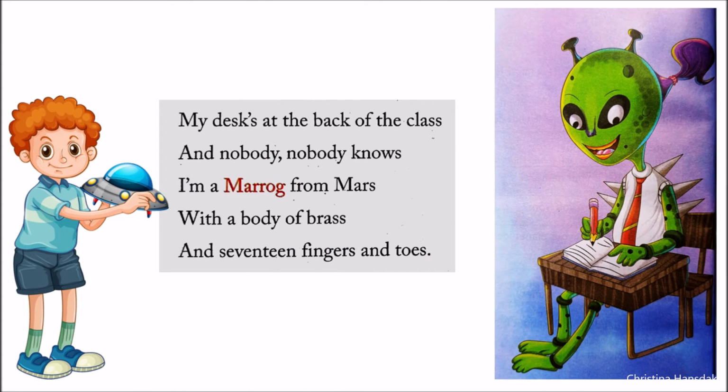In the first stanza of the poem, the poet tells us that a child who sits at the back row of the class imagines himself to be an alien. As an alien, he says that his desk is at the back of his class. He looks like a human outwardly, but nobody knows he is a Marrog from planet Mars. He has got a body of brass and has 17 fingers and toes.